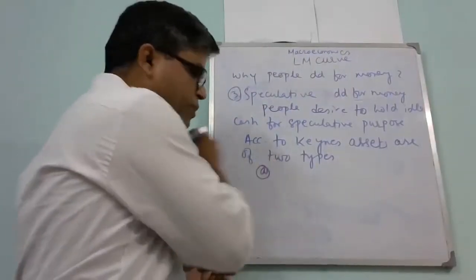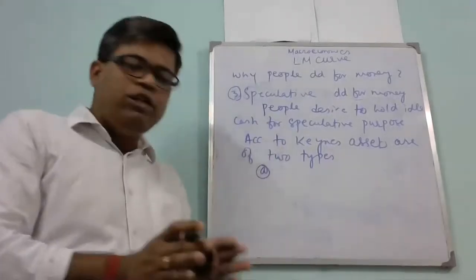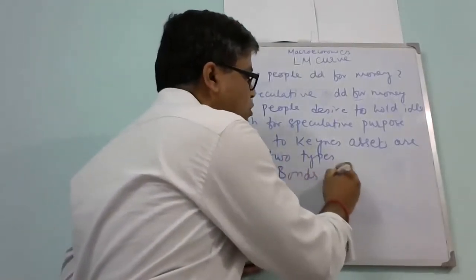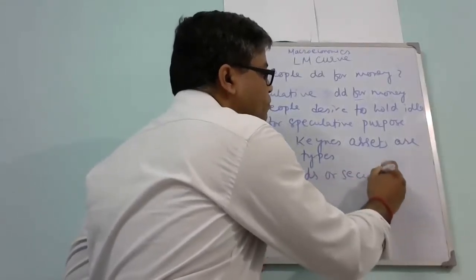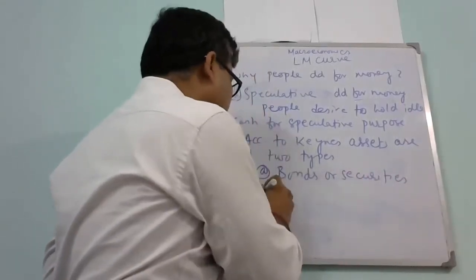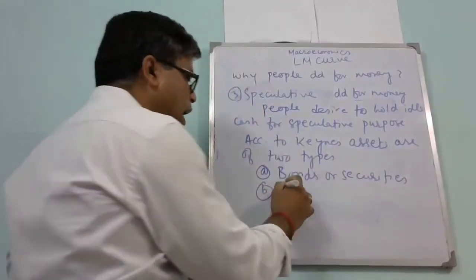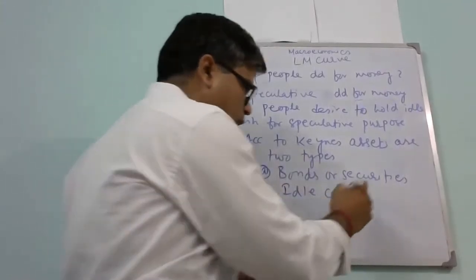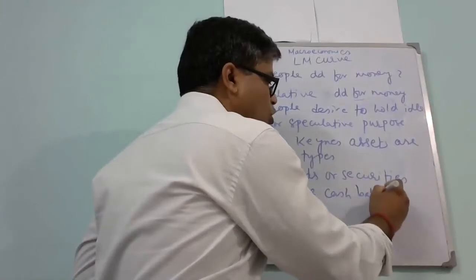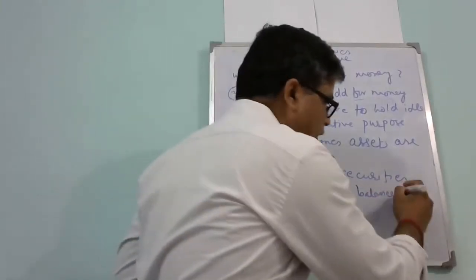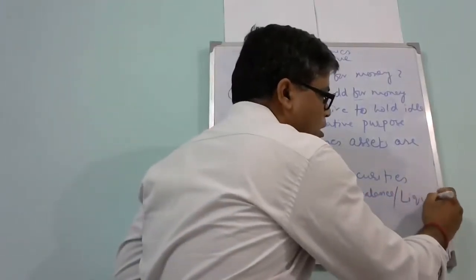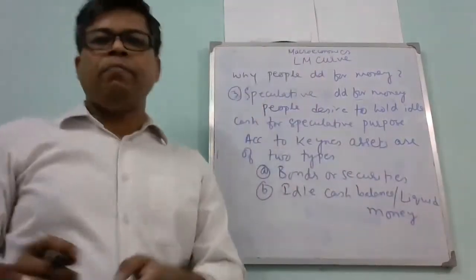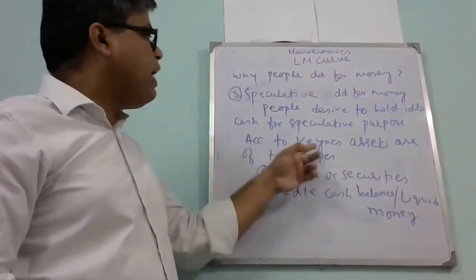Now, A, that is bonds or securities. And B, that is idle cash balance, or we can say the liquid money.